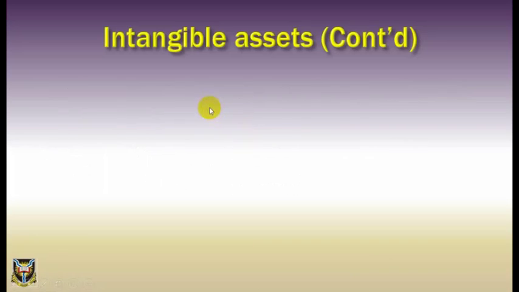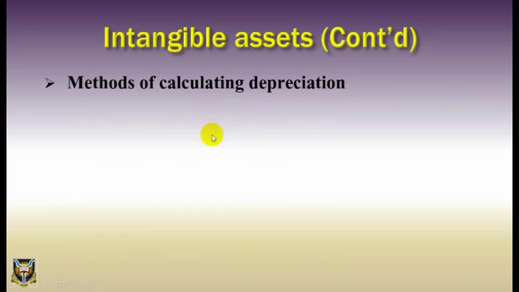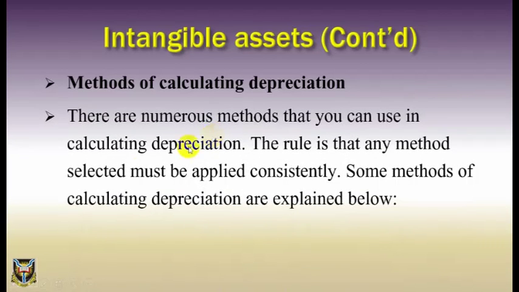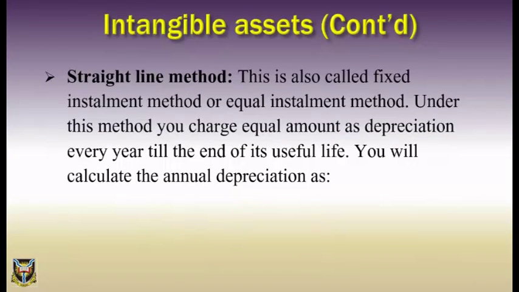H. Methods of calculating depreciation. There are numerous methods that you can use in calculating depreciation. The rule is that any method selected must be applied consistently. Some methods of calculating depreciation are explained below. 1. Straight line method. This is also called fixed installment method or equal installment method. Under this method, you charge an equal amount every year till the end of its useful life. You will calculate the annual depreciation as: annual depreciation is equal to cost minus scrap value, divided by useful life in years.